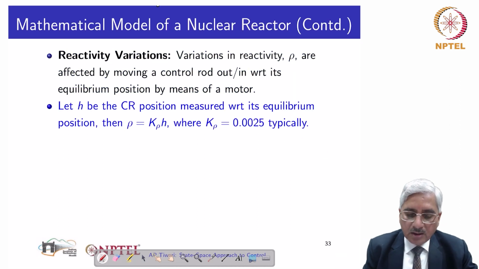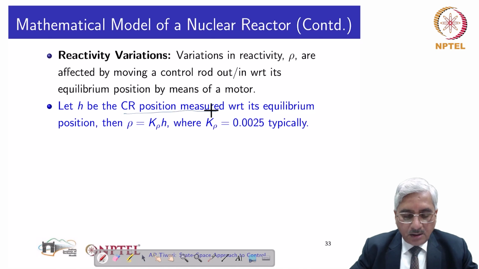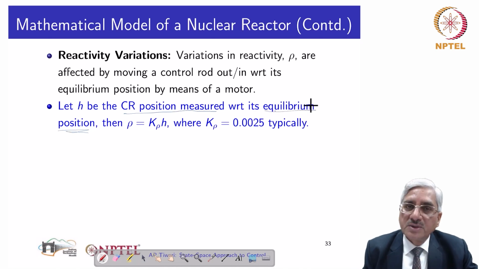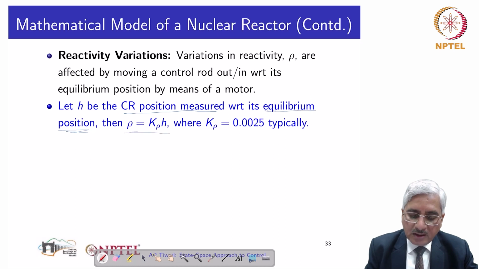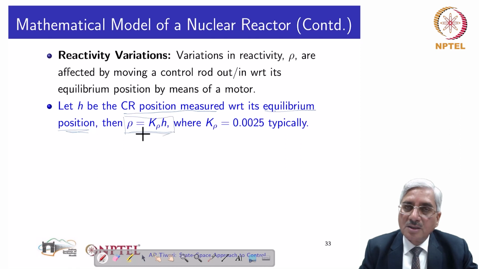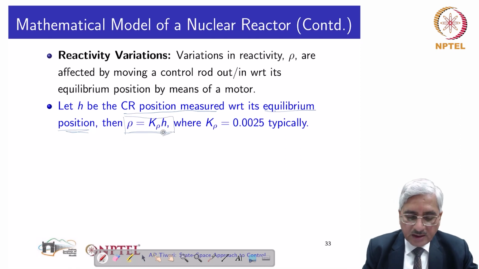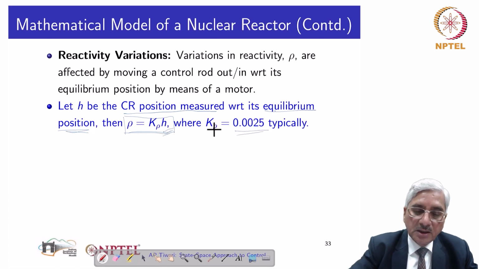Now this control rod, as I said, its position is measured with respect to the equilibrium position, and so reactivity is directly proportional to the position, that control rod position, which is denoted by H. And this is the typical value for this K rho.